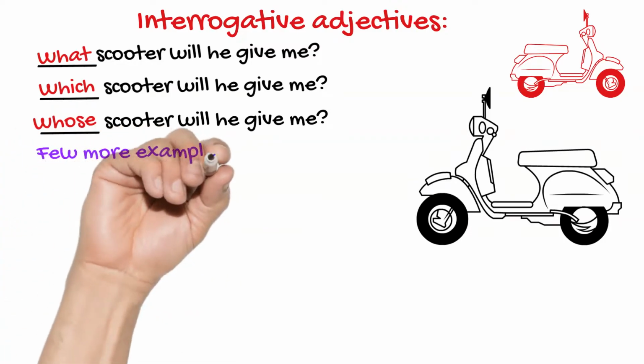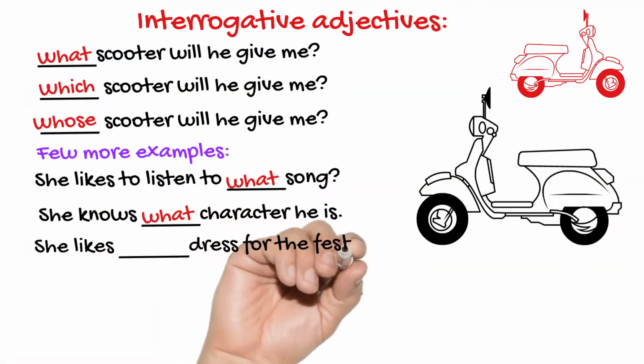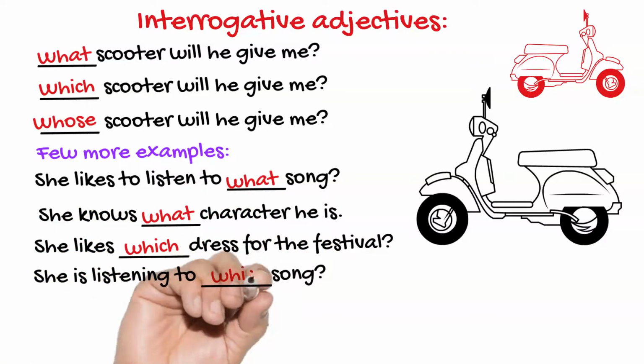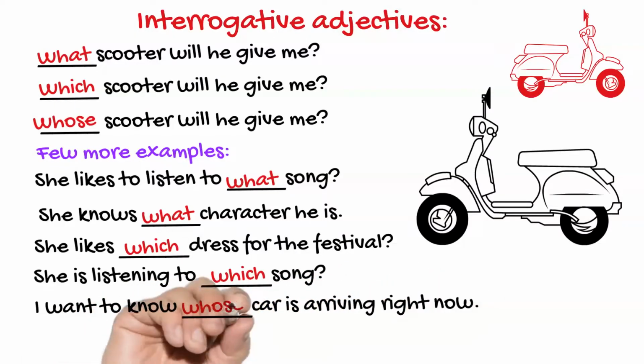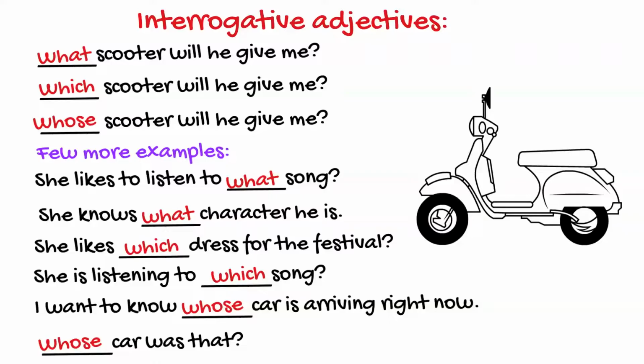A few more examples. She likes to listen to what song? She knows what character he is. She likes which dress for the festival? She is listening to which song? I want to know whose car is arriving right now. Whose car was that? Friends, this is all about interrogative adjectives.